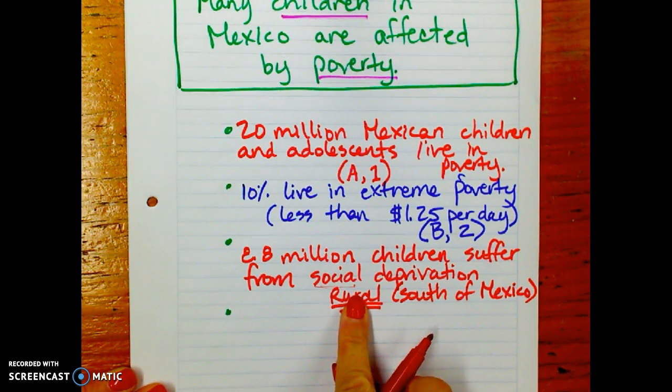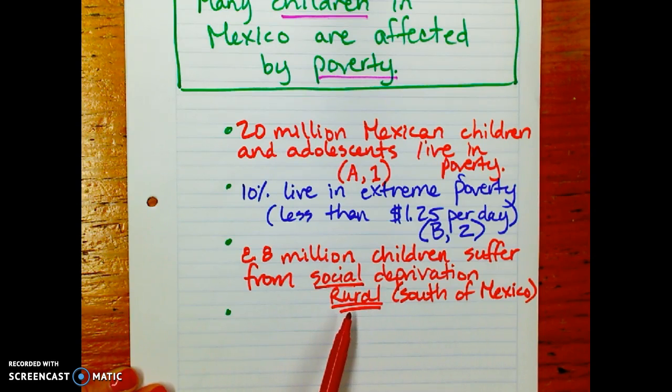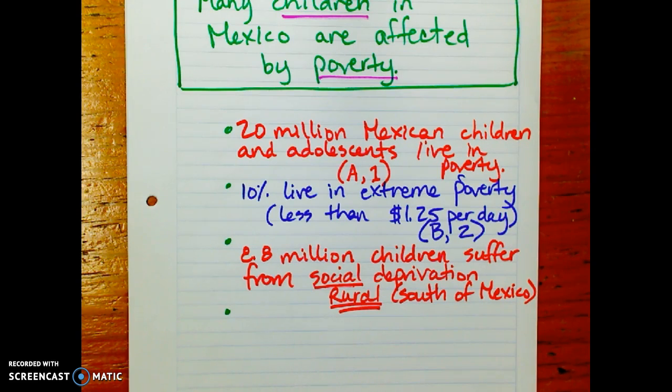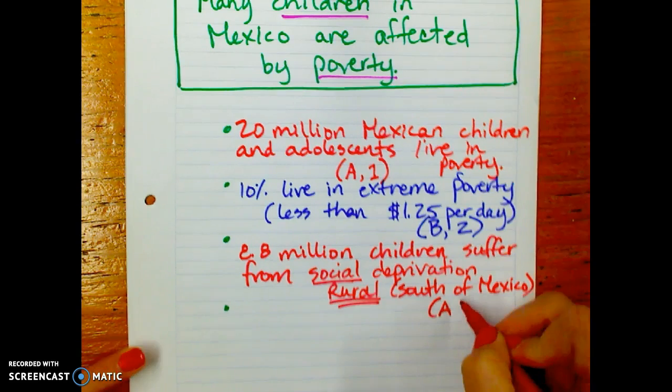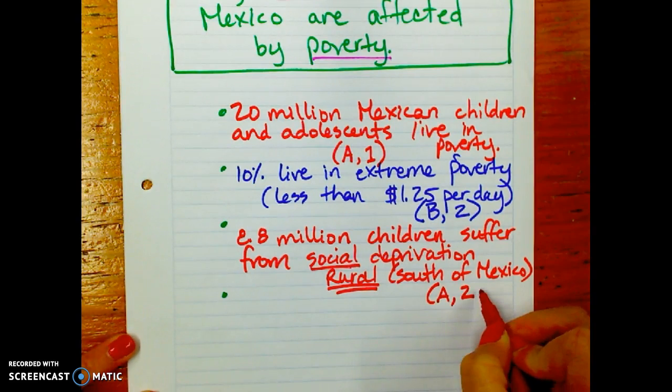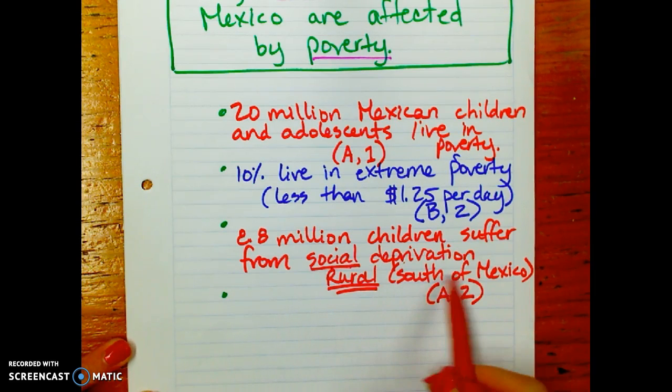Okay, that's away from cities, away from towns, alone in small villages perhaps, and that's why they suffer from social deprivation. So there's all kinds of negative effects besides food and not having what children need that affect them negatively. Now this fact I got from Article A. I got this from page 2. I combined a few pieces of information about social deprivation and that they live in the south of Mexico, but I got that all from page 2.